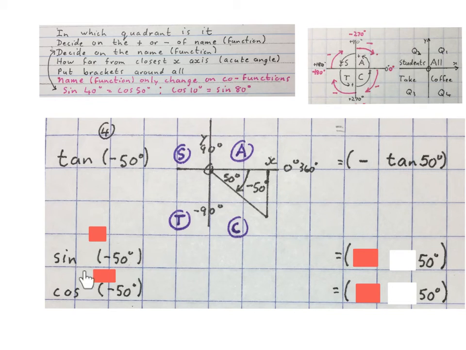Sine and cos of minus 50 degrees. They're both in the fourth quadrant. Keep the name on sine, and sine in this quadrant is negative. Keep the name on cos, and cos is positive in that quadrant. Stop the video and make sure you understand this.